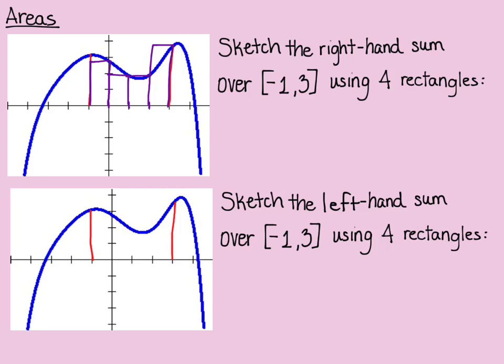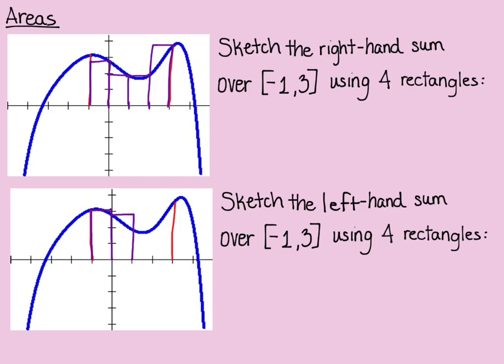Now for the left-hand sum, I want to use the left-hand endpoint in order to determine the height of the interval. So you'll notice that for the left endpoint of the first rectangle, that happens at x equals -1. So I use that x value to determine the height of the function. For the second rectangle, the left endpoint is at x equals 0. So I use that endpoint to determine the height of the second rectangle.